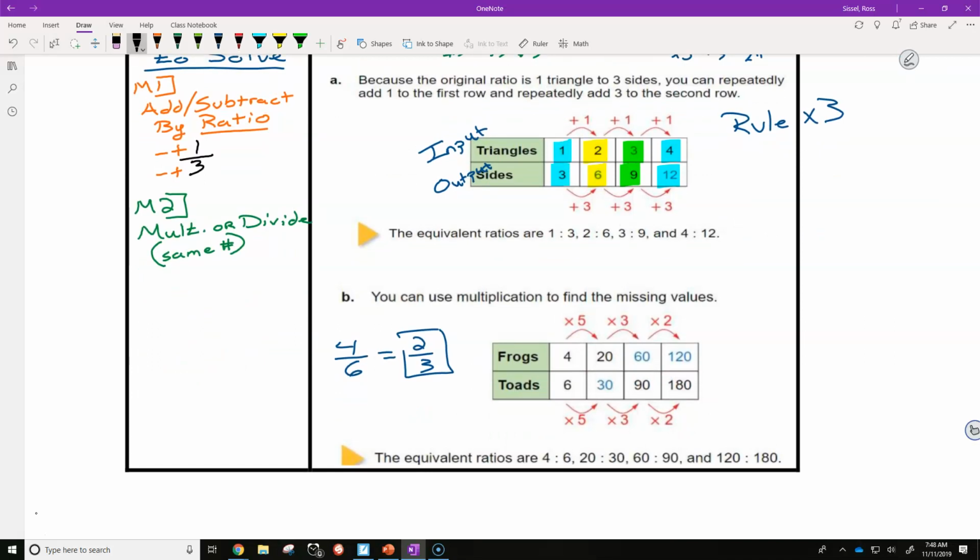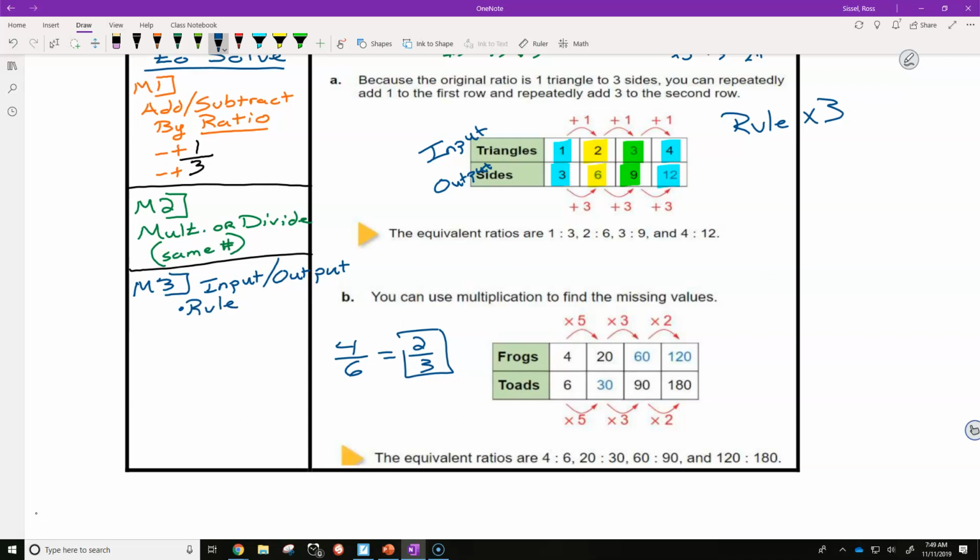Method, I'm going to draw a black line here. Method 3. Third way you could do this. Now, I don't want to mix these out of order, which I did. You can make it an input-output table. And you're going to have a rule.